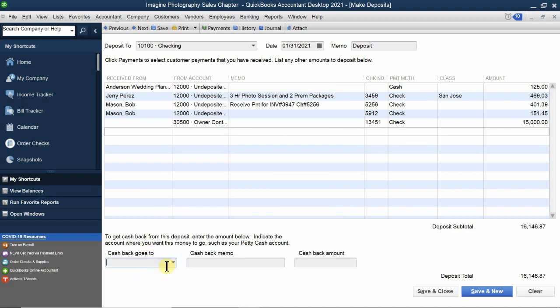So in this case, again, you choose the account that you want to put money into, and you enter a cashback memo, so you could say why you took this money out. You just say for petty cash, and again, the cashback amount. So how much are you actually going to put in there? Pretty straightforward. So if you have a cash register, this would be a perfect example, right? You put your cash register.